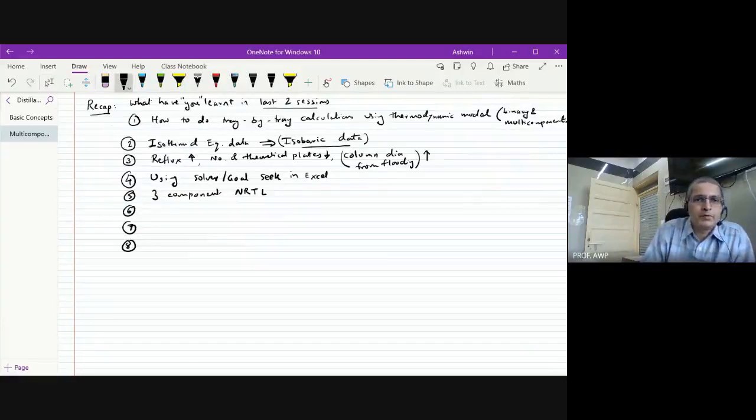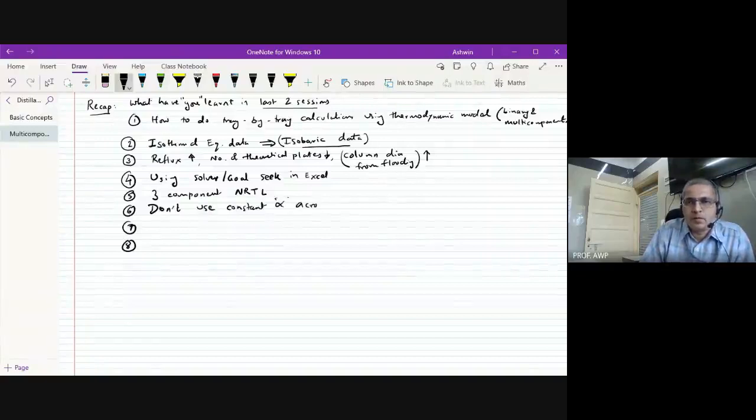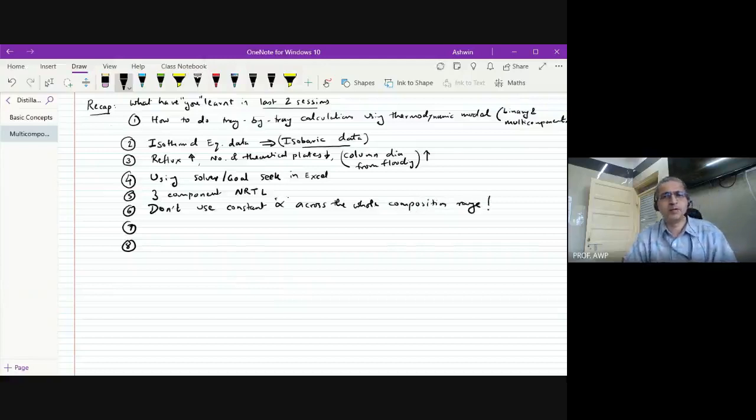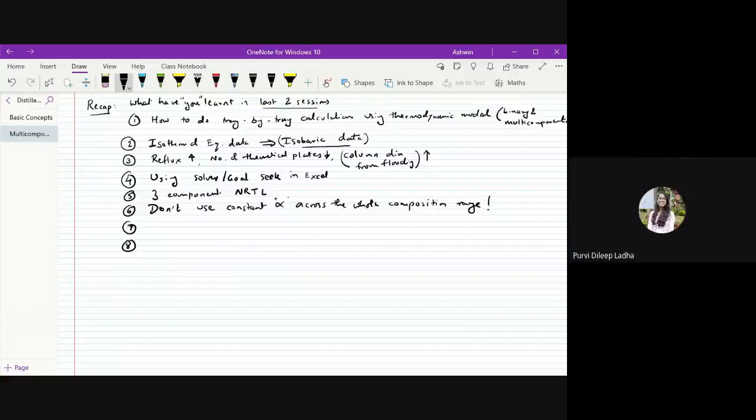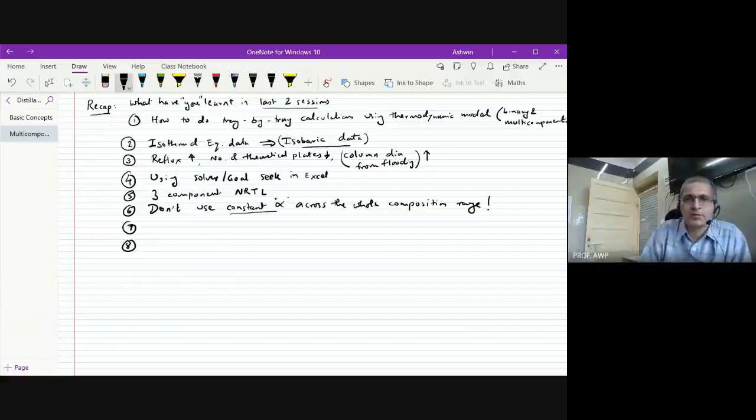One thing I don't know whether you learnt or not, but I tried to say explicitly is don't use constant alpha across the whole composition range. I mean, did we learn this? Do you agree? Do you disagree? Yes, sir. Only one person is saying yes. Yes, sir. Yes, sir. Okay. So we are never ever going to use constant alpha.